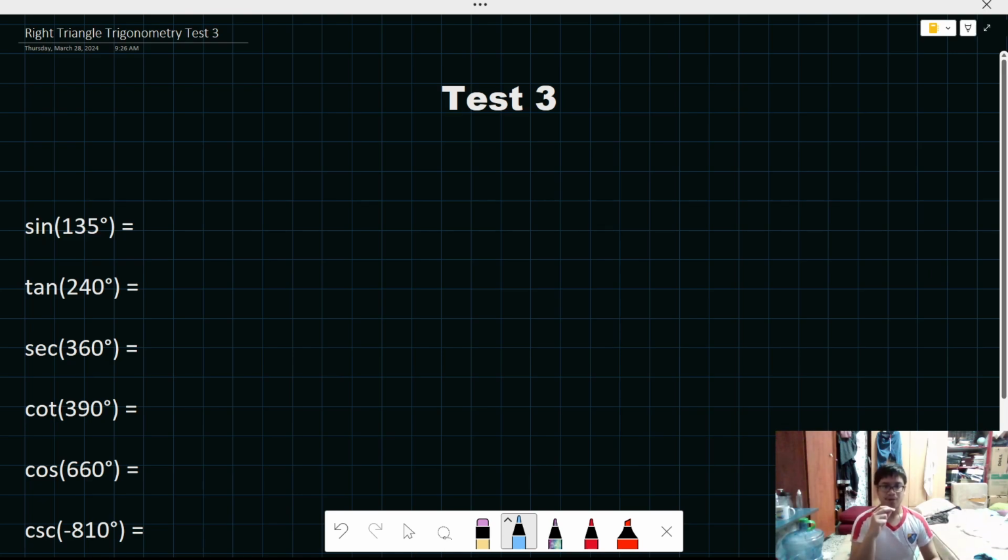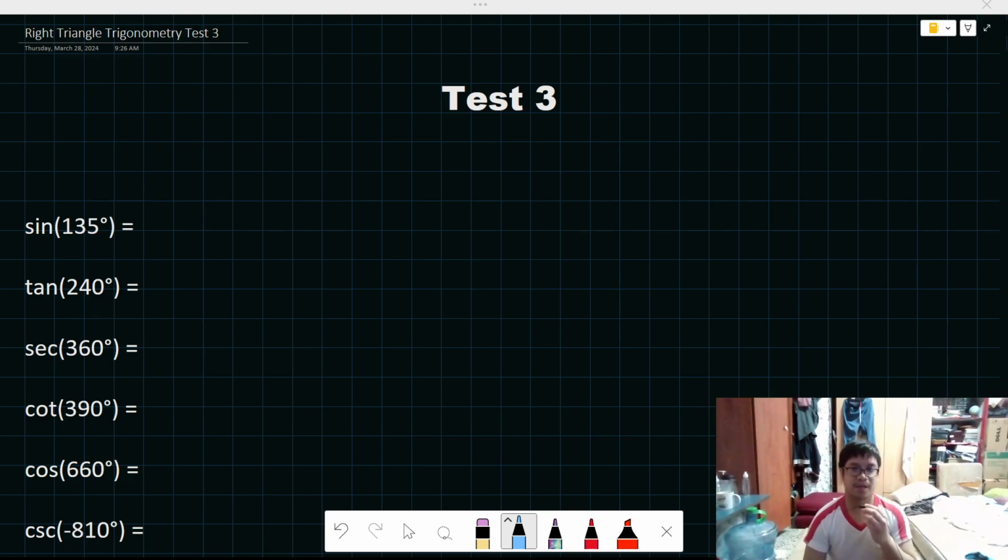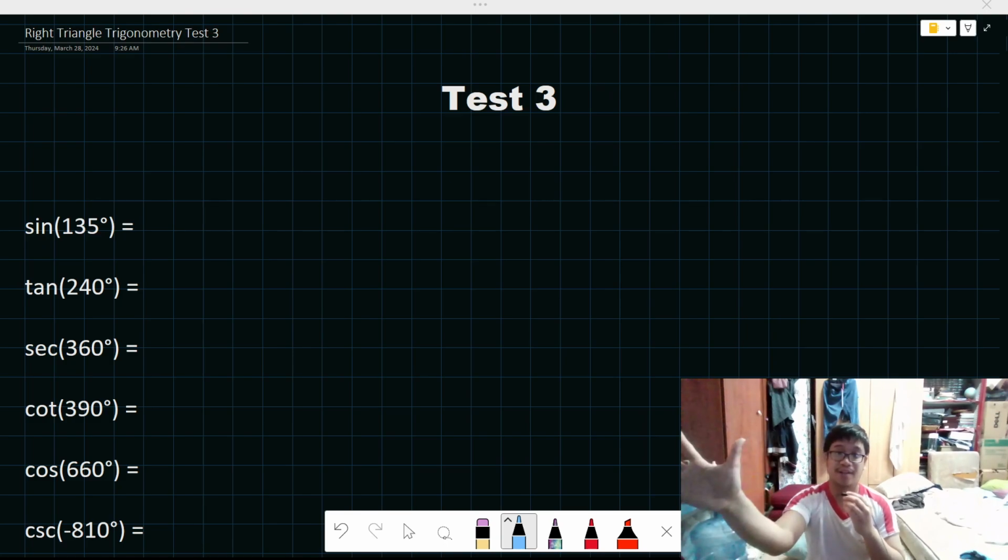So how to find the exact value of sine of 135 degrees? Here I taught you two techniques. One is just the use of your hand technique. Or we can use the second technique, which I highly recommend, which is the application of reference angle and then the use of the hand technique.